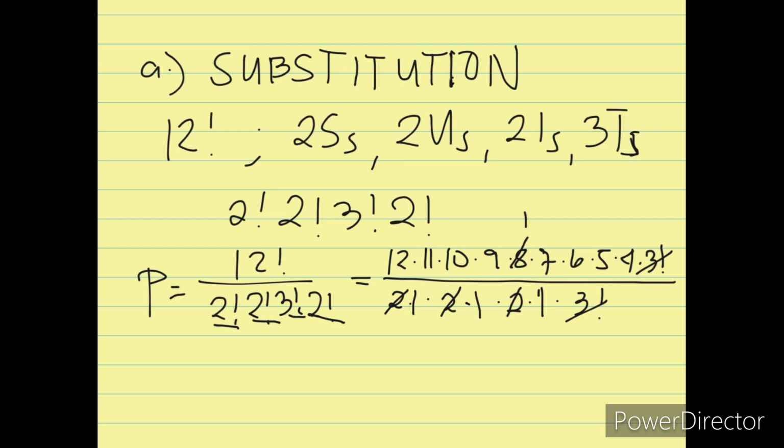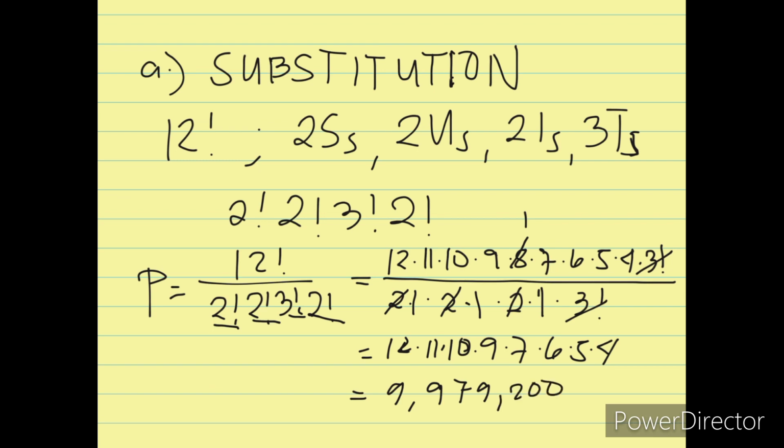Then simplify and get the product of the remaining numbers. We have 12 times 11 times 10 times 9 times 7 times 6 times 5 times 4. So get the product of that. We have 9,979,200. So that's the number of permutations in the word substitution.